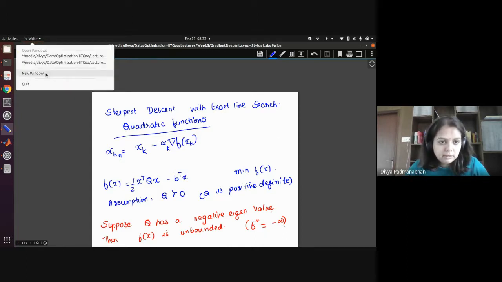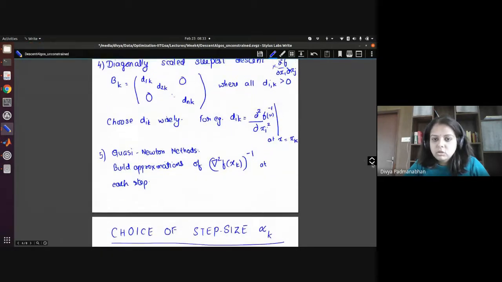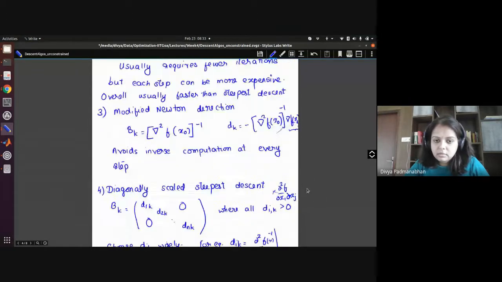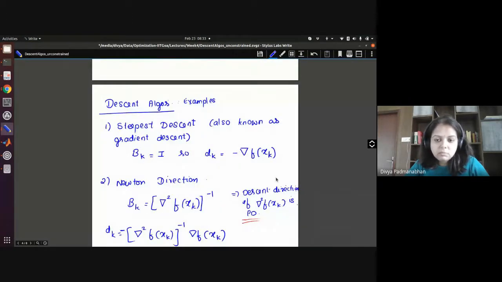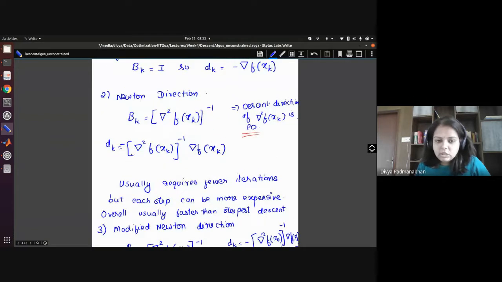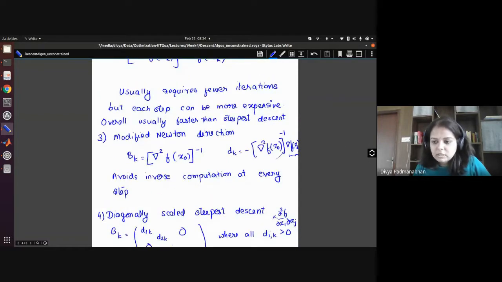So maybe let me just open that one so that it's a good recap for all. For the descent direction, the direction you go, we saw some options you could use. The negative gradient, which is what we call steepest descent. Then we had the Newton direction, where you take the Hessian at the point x_k, do an inverse, and then scale the negative gradient by this matrix. And then we saw different such variants, right?